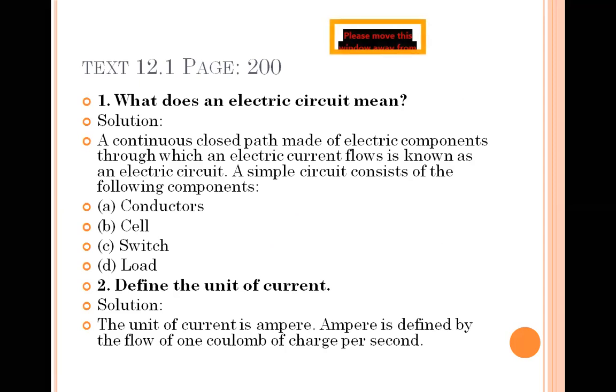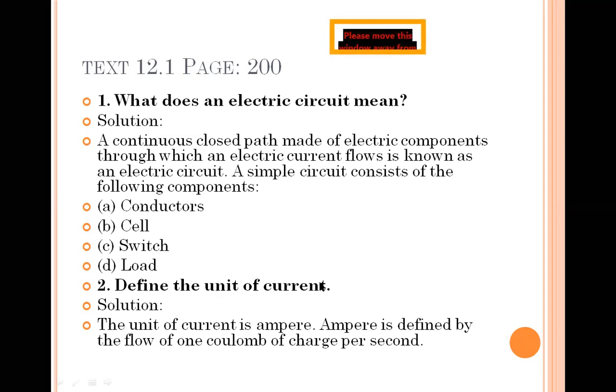Now these are some questions on your page number 200. What does an electric circuit mean? A continuous closed path of electric components through which electric current flows is called an electric circuit. A simple circuit consists of a conductor, that is wire, a cell, source, switch, and load. Load means a bulb, anything which you are going to use.